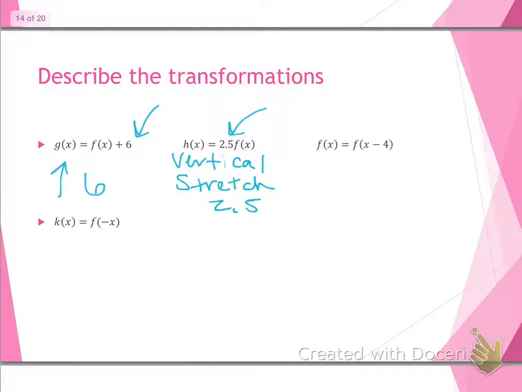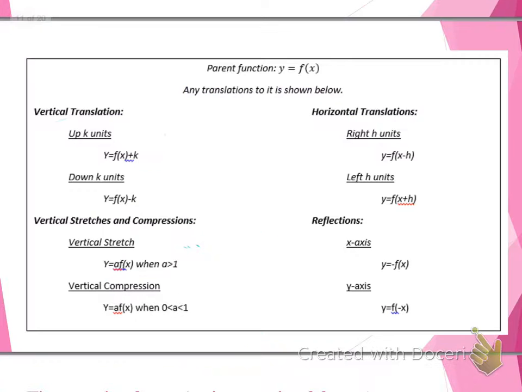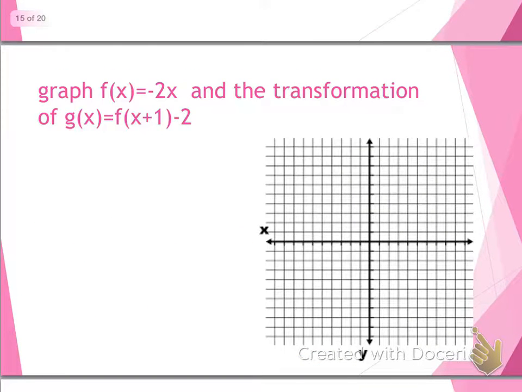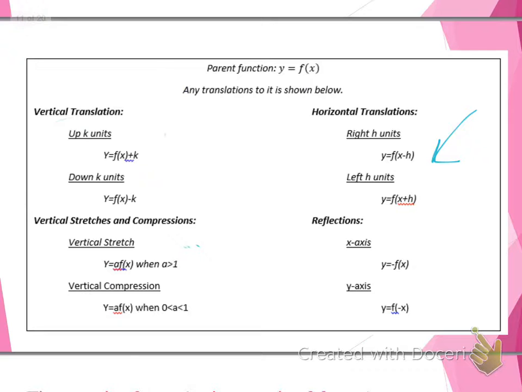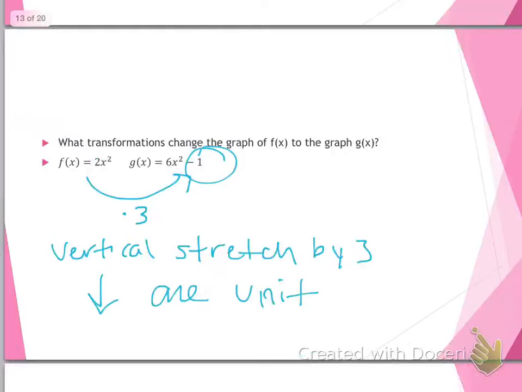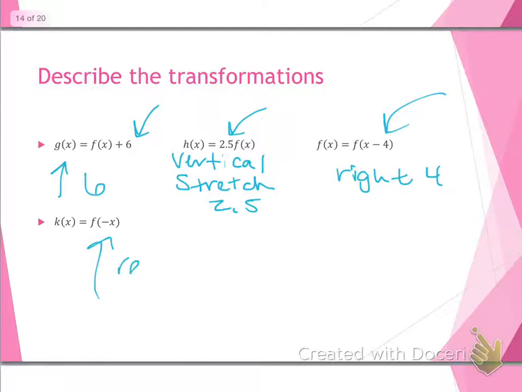by 2.5. Okay, this one, the minus 4 sits on the inside. We haven't dealt with inside yet. So here's my inside ones, and it's a minus. So we're going right however many units. So this is right 4 units. This, my x is negative, and it's sitting on the inside. So if we look, then negative x sitting on the inside, it's going to flip over your y-axis. So reflect over your y-axis.